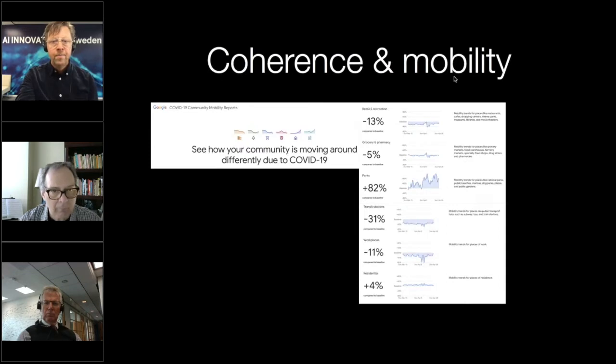I wish I would. The other thing is, as I was mentioning here about coherence and mobility, every day we get the opportunity to get mobility reports from, for instance, this one is from Google, where we can see how we as individuals are actually moving around. And this is data points that we were never able to cover before.